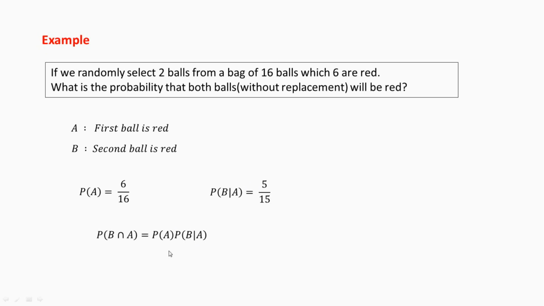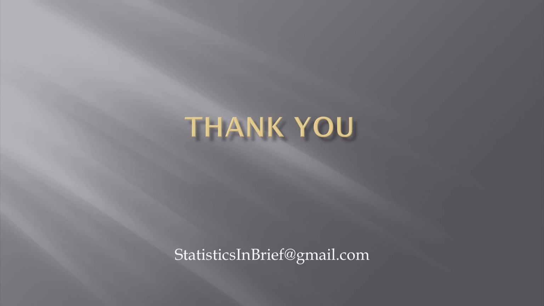Now, we can find probability of B intersection A. In other words, probability of both balls being red is equal to probability of A into probability of B given A. Substitute these two values and you can obtain the final answer as 0.125.